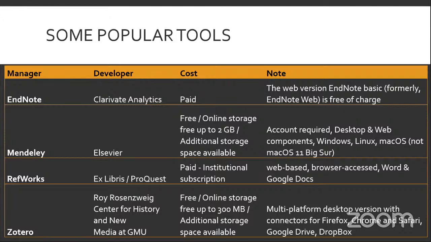Then there is Zotero, which is also a freely accessible tool, and it is very similar to Mendeley. It also has a similar set of features. The only thing is, on the cloud, it provides very limited space. That is free up to 300 MB, and the rest of the space you will have to buy yourself. It is multi-platform, just like Mendeley, that is, it can work on Windows, Linux, Mac OS, and it also supports browsers like Firefox, Chrome, and Safari.